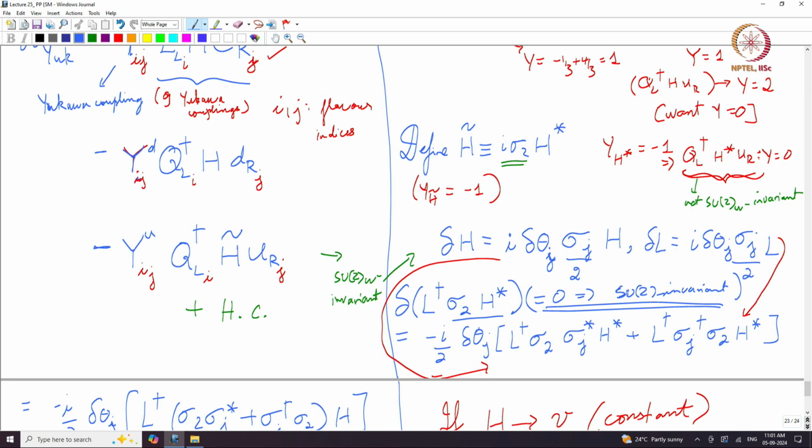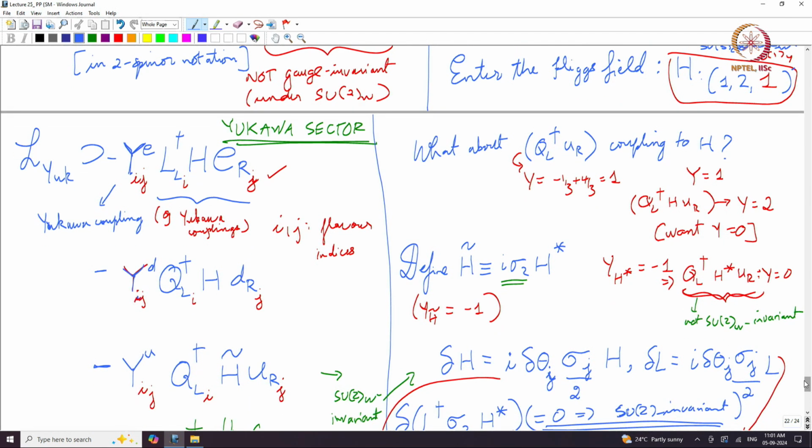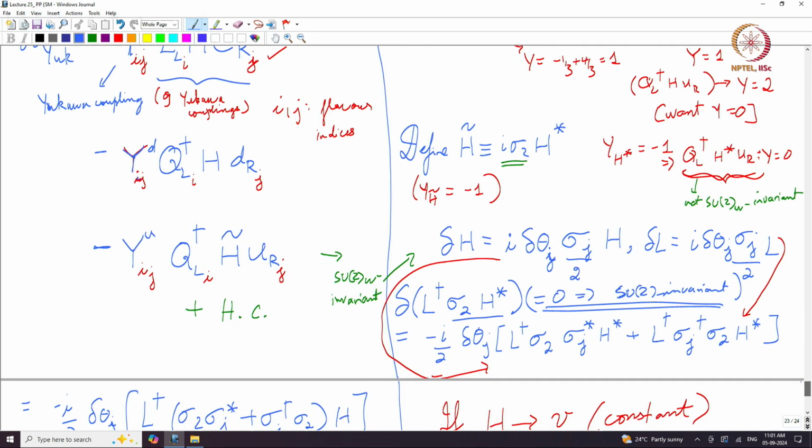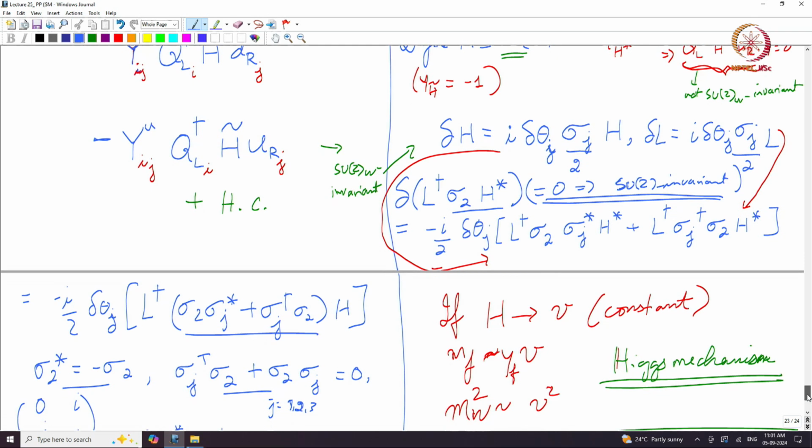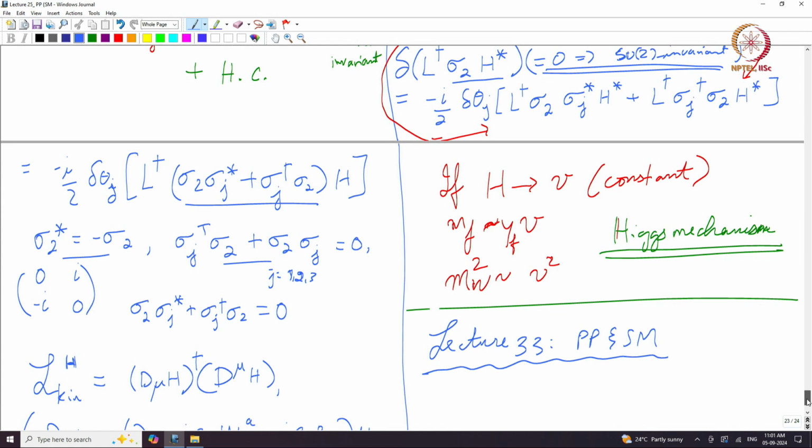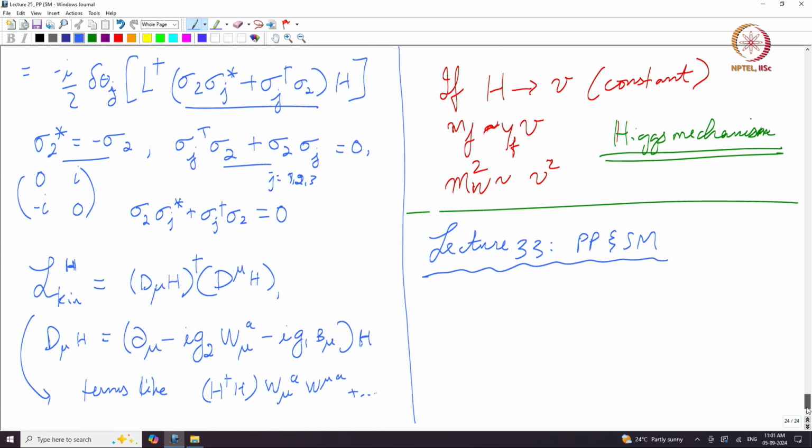And in that process we also saw how to give an interaction term for the QL and the UR fields using a new field that we defined as H tilde in terms of the second Pauli matrix and H star, right. And we saw that that is completely okay because this term is still invariant under SU2, right. We took infinitesimal transformations and convinced ourselves that that was true.